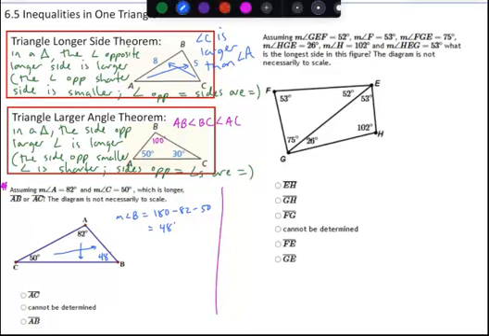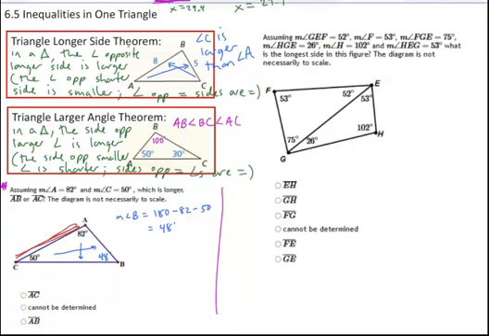Once you establish that angle of 48 degrees, we're comparing AC and AB. Well, AC is opposite 48 degrees, AB is opposite 50 degrees, so which one's going to be longer? The one opposite 50 degrees. Again, the side opposite the larger angle is the longer side.